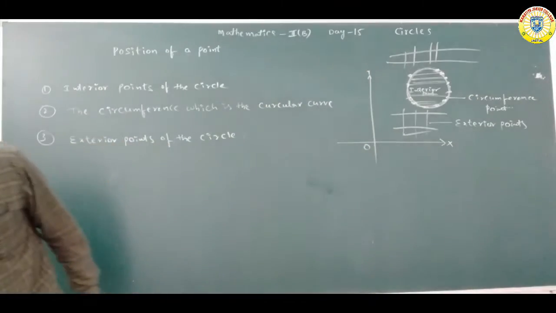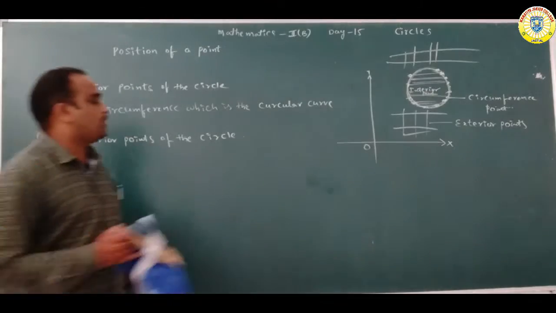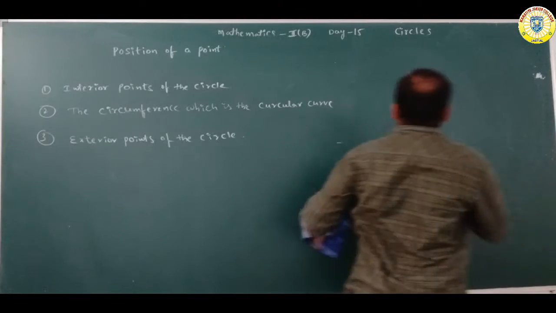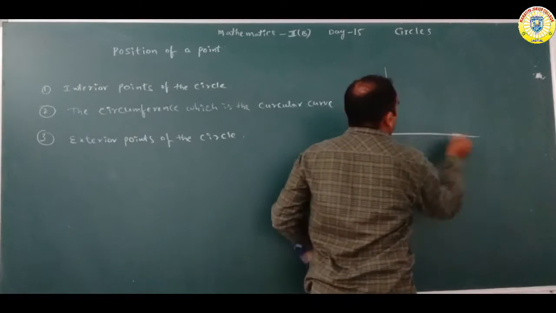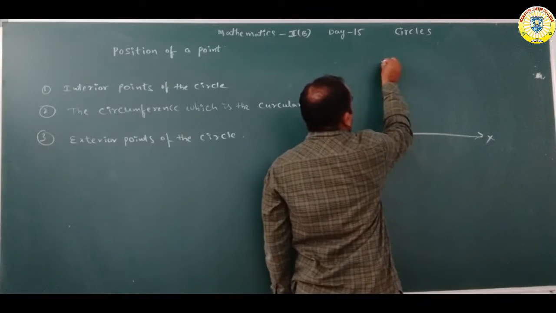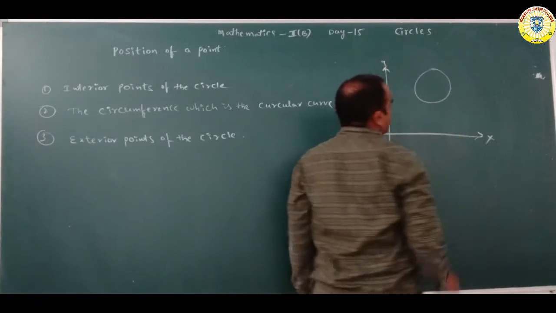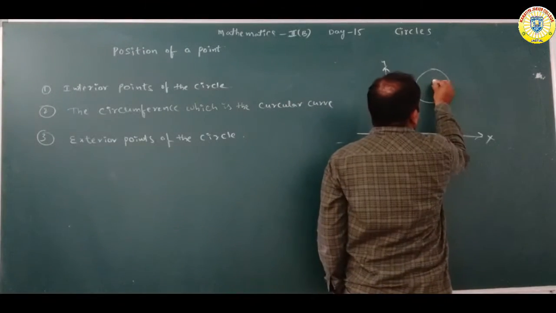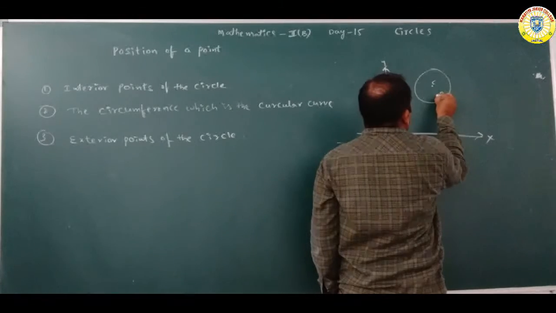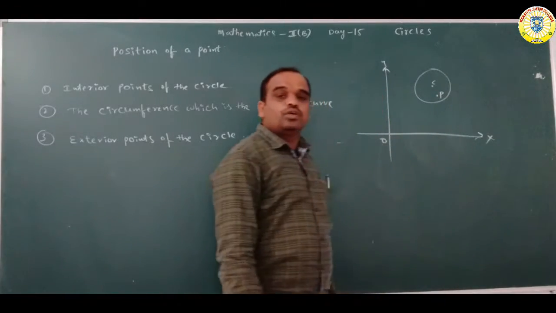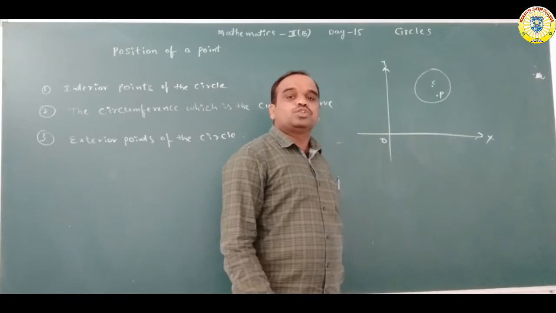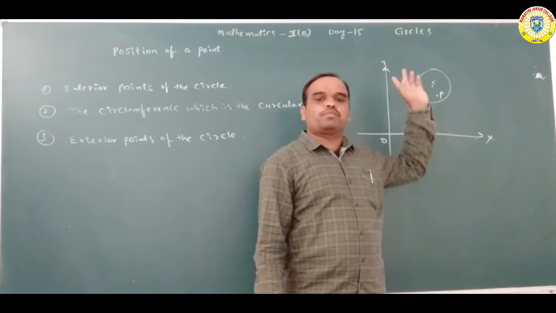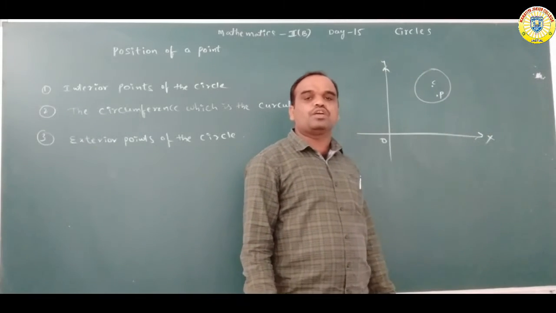See here, suppose in this plane we denote a circle. This is the coordinate plane with x and y axes, and here there is the circle. This is the center. Here P is one point in this plane. With respect to the circle, we can find whether the point is an interior point, an exterior point, or on the circle.